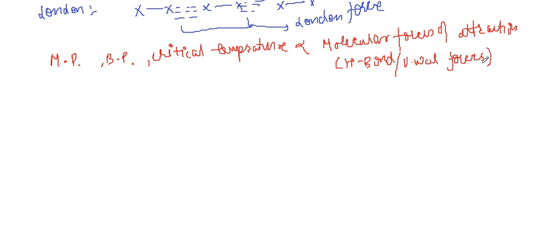Now how is it so? We know melting point and boiling point: when the force of attraction between molecules is high, we need more energy to boil them, more energy to evaporate them, and the critical temperature also should be more. Melting point also depends on the type of interaction. So melting point, boiling point, and critical temperature all depend on the type of interaction between the molecules, that is, on the molecular force of attraction.